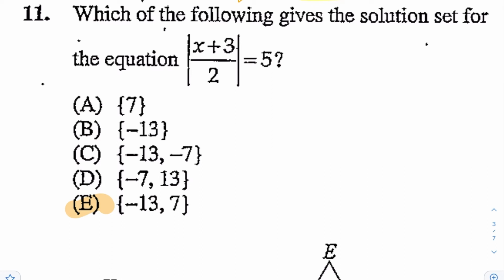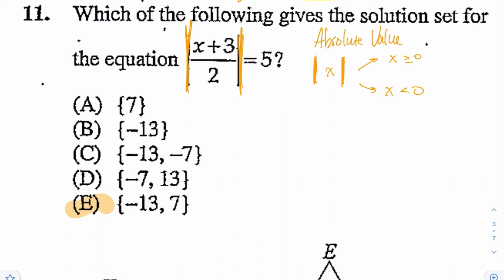Next, for number 11, which of the following gives the solution set for the equation, the absolute value of x plus 3 divided by 2 is equal to 5? So here you have this absolute value, and absolute value means that depending on whether or not x is positive or 0, or if x is negative, it would mean different things.